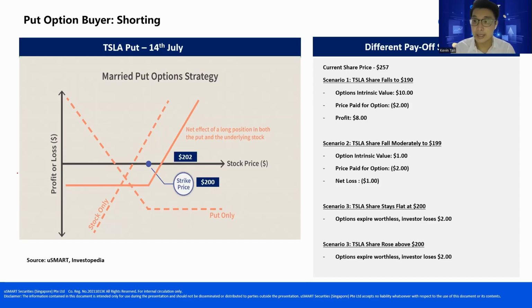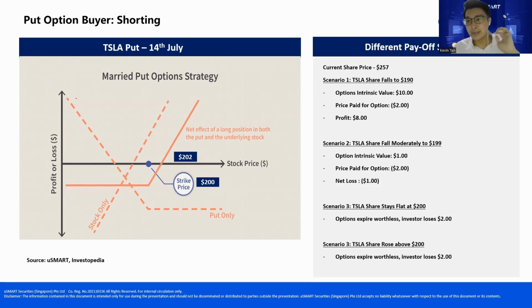And the second scenario is what happens if Tesla share falls moderately to $199. So what's going to happen here is that even though Tesla share fell to $199, you have the right to sell Tesla share back to the market at $200 due to the put option that you hold, right? And as a result, your option has an intrinsic value of $1. And given that you paid $2 for the option, you will just suffer a loss of $1.